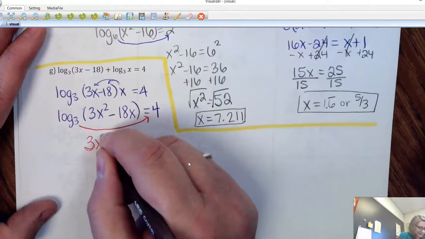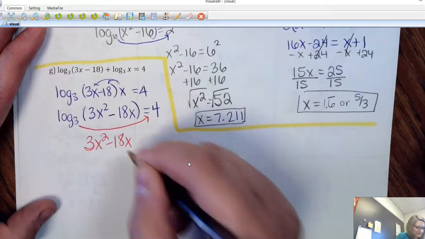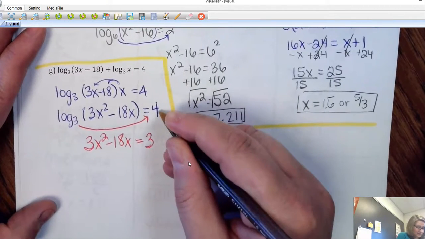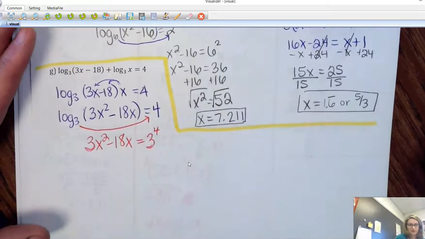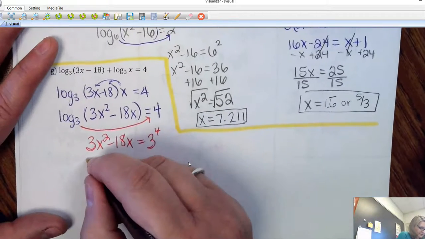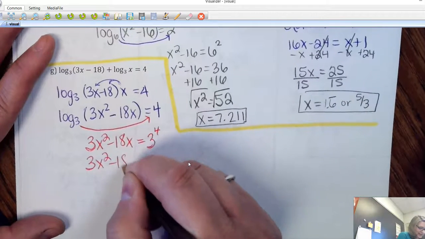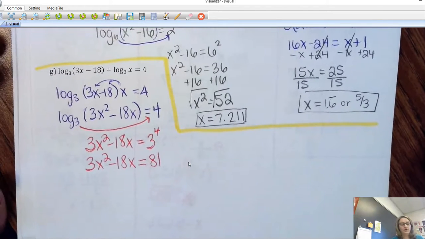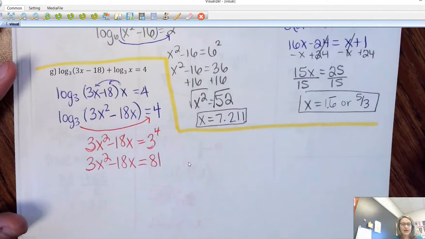So 3x squared minus 18x. And then the base of the log pushes that 4 up in the air to be in an exponent. So it's going to be 3 to the 4th. So I've got 3x squared minus 18x equals 81. And then I'm looking at that going, oh my goodness, we got a quadratic.